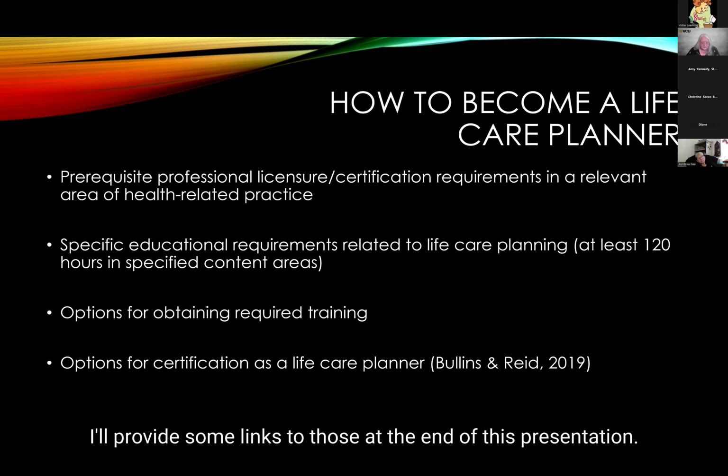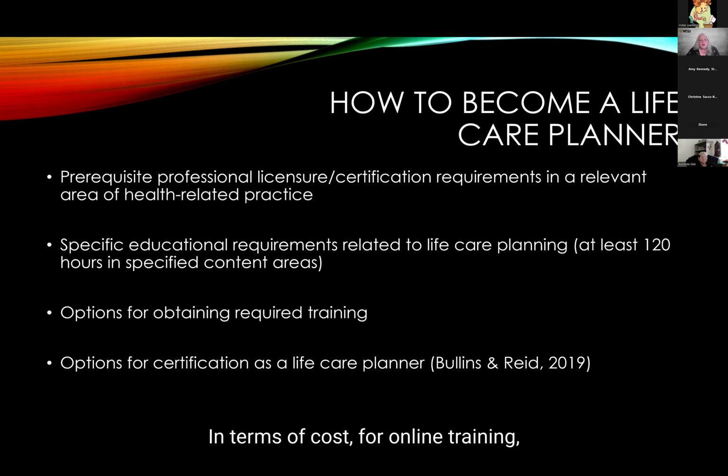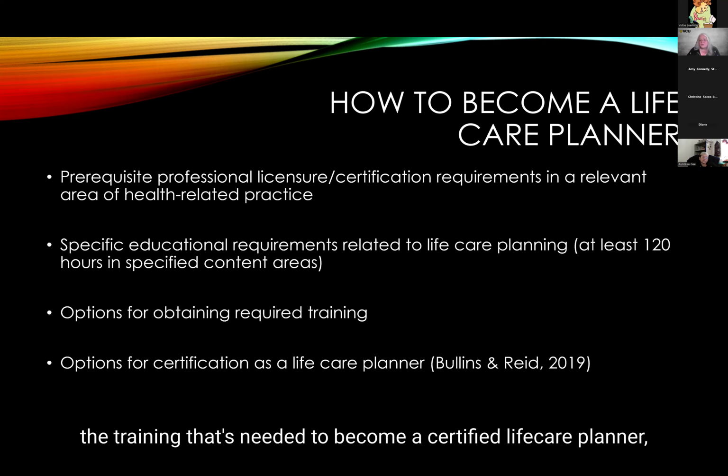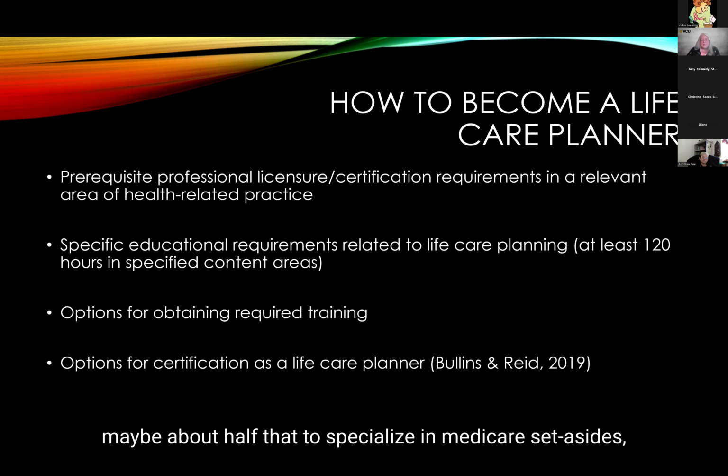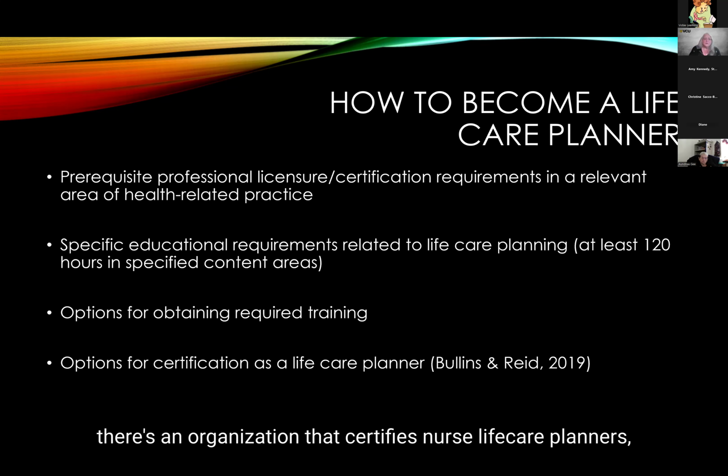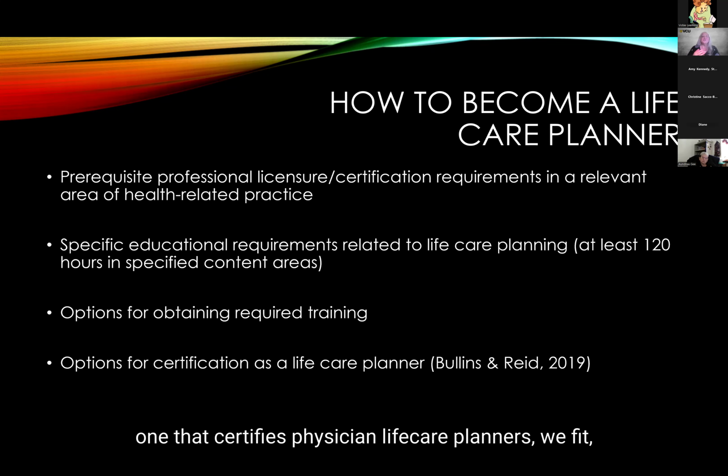In terms of cost for online training, you're looking at maybe $5,000 or $6,000 for getting the training that's needed to become a certified life care planner, and maybe about half that to specialize in Medicare set-asides. So just in terms of budgeting, think about that. There are various options for certification as a life care planner. There's an organization that certifies nurse life care planners, and one that certifies physician life care planners.